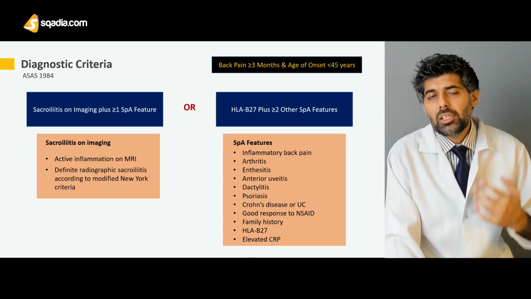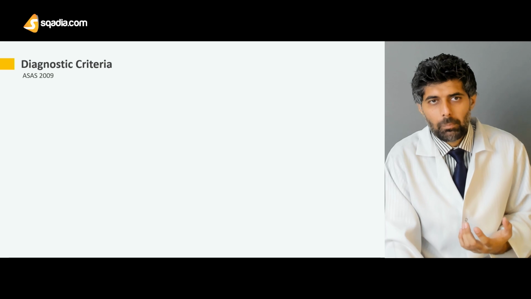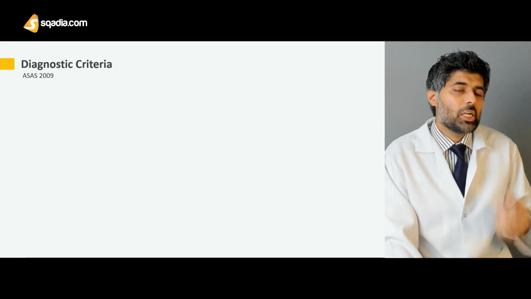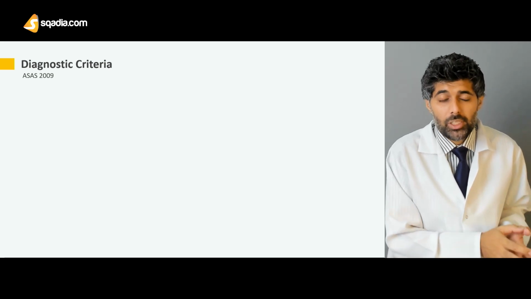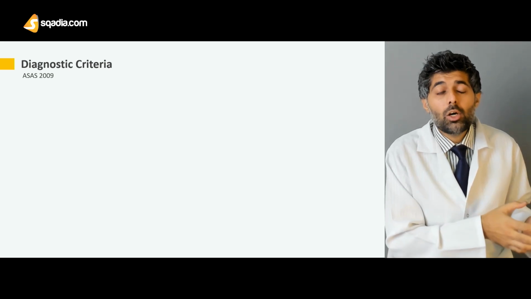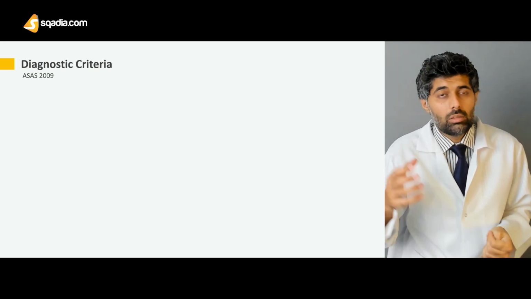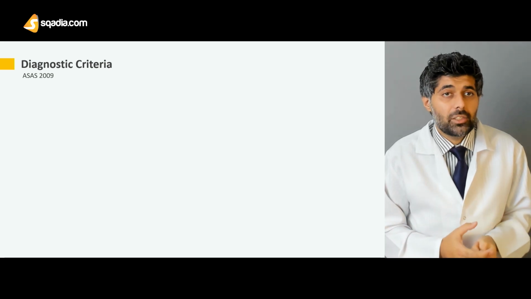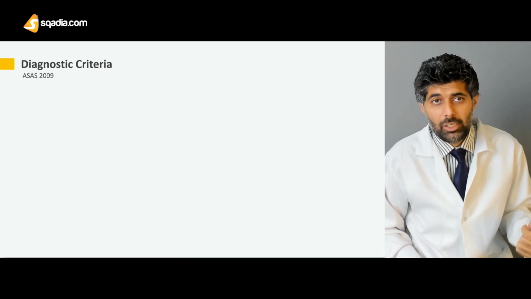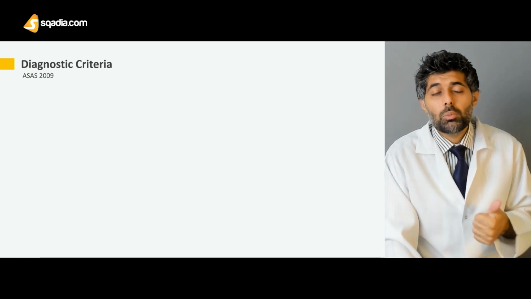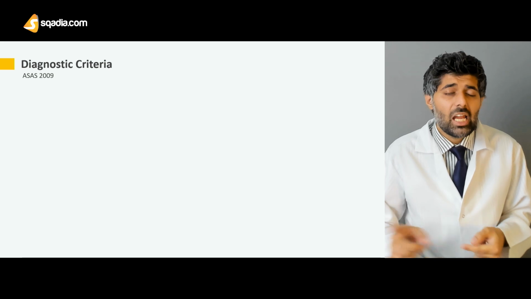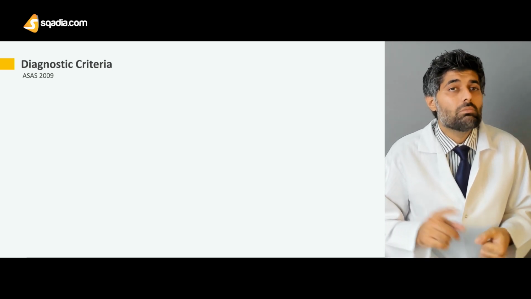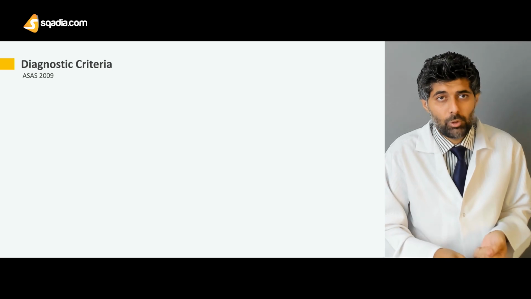Now, like I said, there are two diagnostic criteria. Now, the diagnostic criteria of 1984 was revised in 2009. It was revised because early onset or juvenile spondyloarthritis cannot be detected on the previous diagnostic criteria. Now, the initial symptomology will remain the same. The patient must present with back pain of about 3 months or more than 3 months, and age of onset should be either 45 years or less than 45 years.